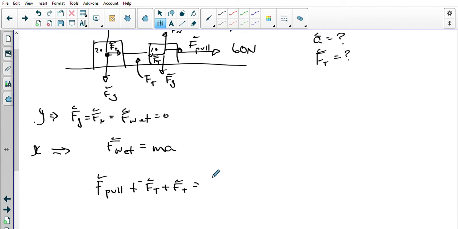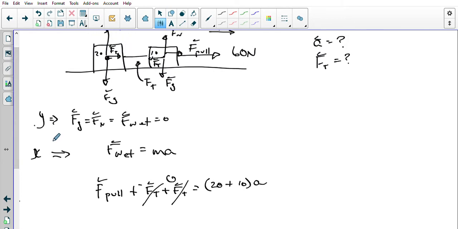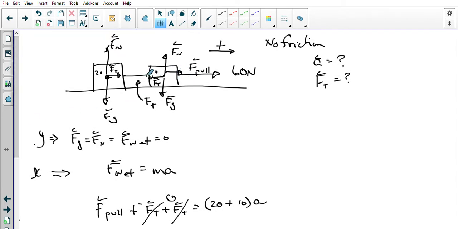And then I have that ma, well, my mass is 20 kilograms plus 10 kilograms times my acceleration. So right away you can see that we have a negative force of tension and a positive force of tension. So these two cancel each other out. They go to zero. This is going to be the case, and I always want you to list out these positive and negative forces of tension, even though they cancel each other out. I want you to do that because those forces are there.